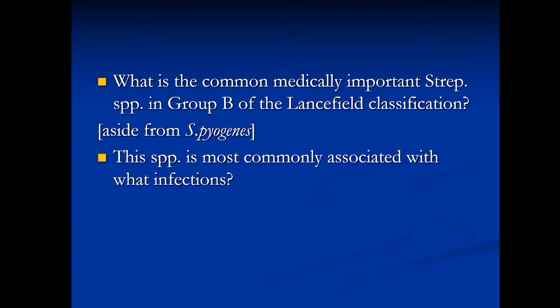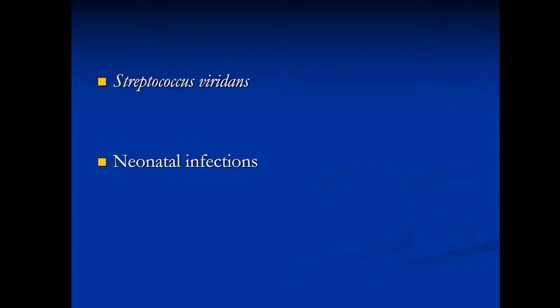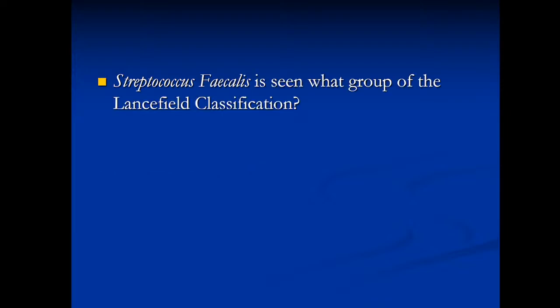Let's go to the most common medically important strep under Group B, Lancefield classification. Aside from that one, we have Streptococcus viridans, which is basically associated with neonatal infections. Then another one under the Lancefield classification is Group D Streptococcus, which is basically Streptococcus faecalis. They are also known as enterococci.